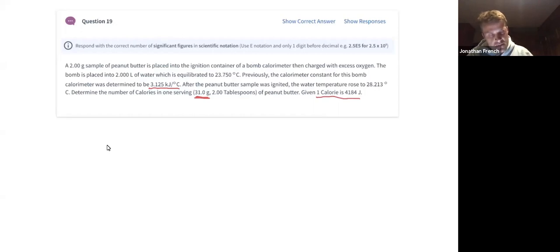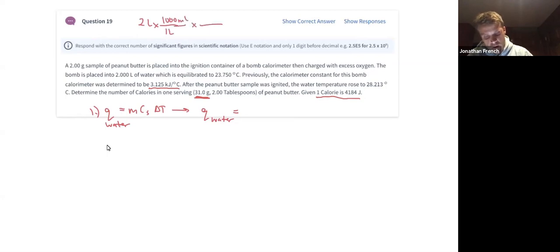All right, so we got 2 steps. We got to find the heat from the water and the heat from the calorimeter, right? So we'll do Q of the water equals MC delta T. For the heat that the water absorbs, I have 2 liters of water, and I know that 1 liter is 1,000 milliliters, and 1 milliliter is 1 gram, right? So I've got 2,000 grams of water.